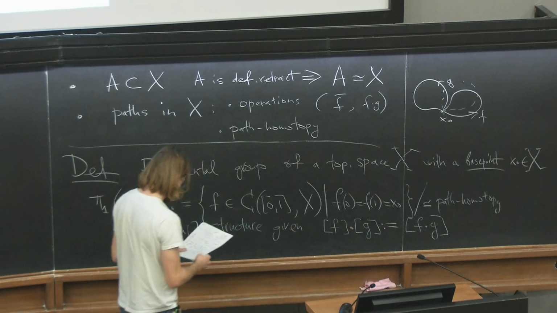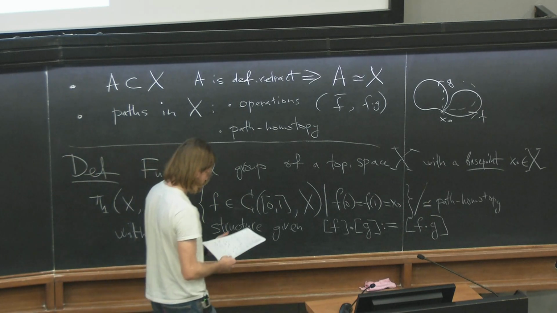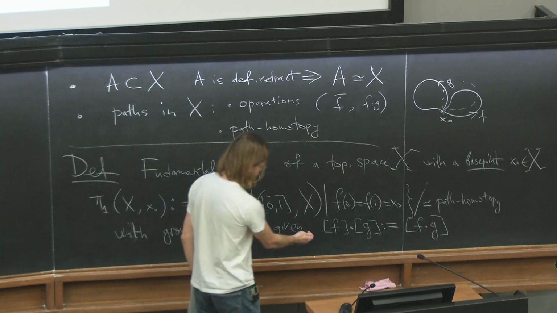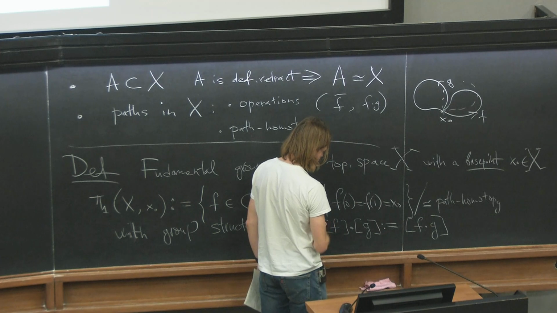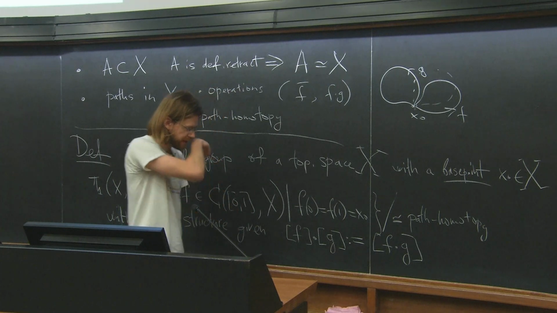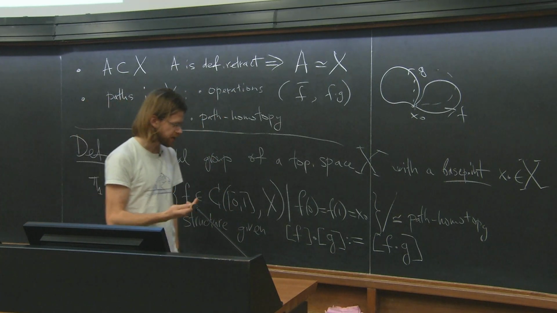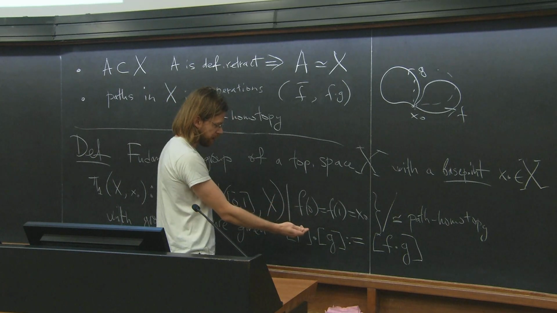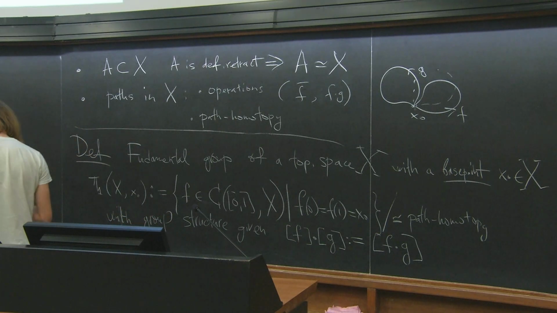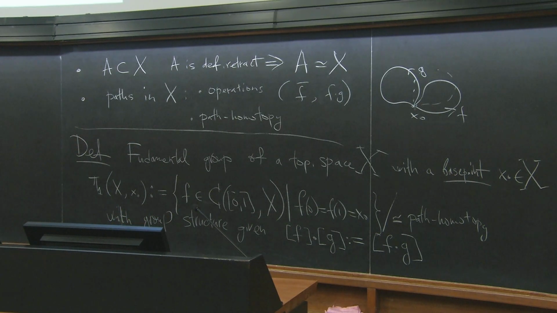Of course, this requires some additional work. We have to show that this is actually well defined, because we define the group structure in terms of particular representatives, so the result must be independent of the choice of representative. And second, we have to show that this forms a group, so that it satisfies the group axioms, so that this definition actually makes sense. So we have to make two remarks.